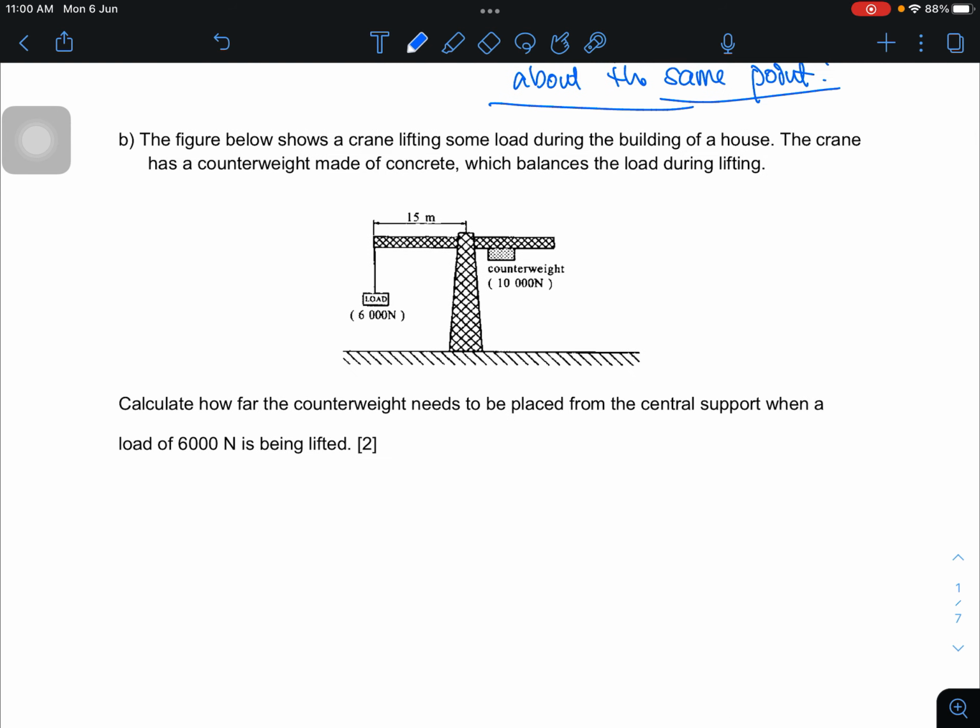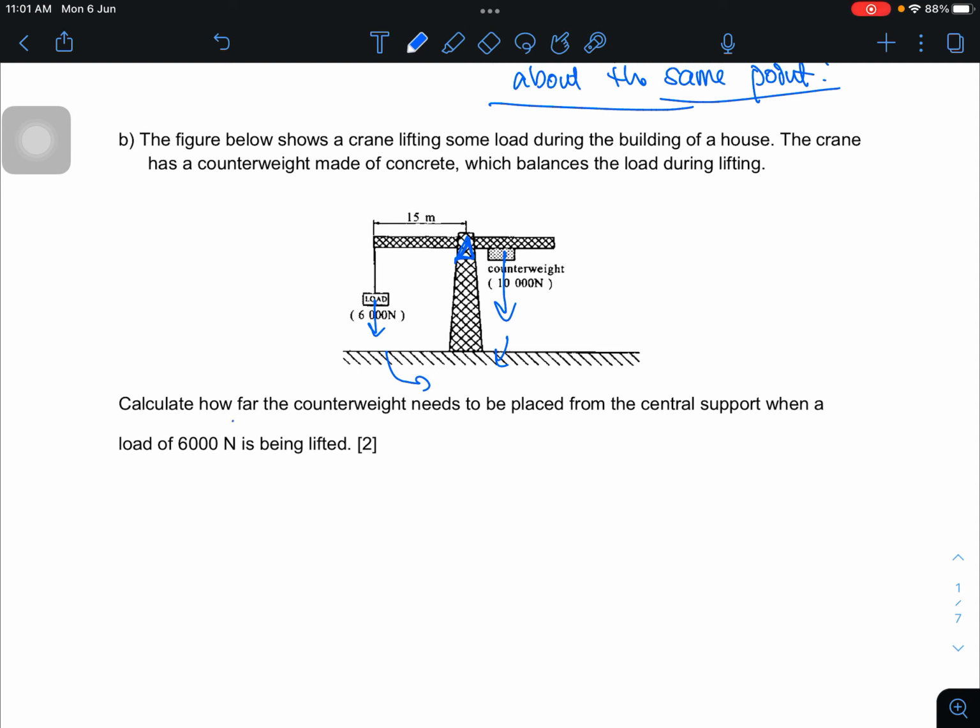Okay, question 2. The figure below shows a crane lifting some load during the building of a house. The crane has a counterweight made of concrete which balances the load during lifting. As you can see, the counterweight is acting in this direction. The load is acting in this direction. So the pivot is here. The counterweight creates a clockwise moment, whereas the load acts with an anti-clockwise moment.